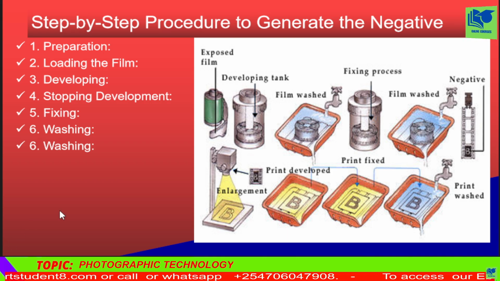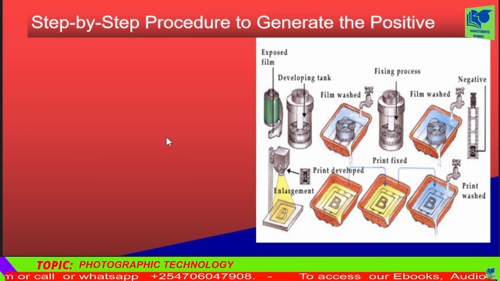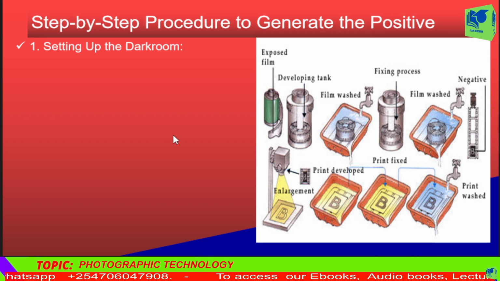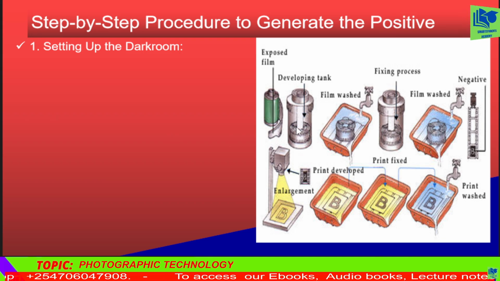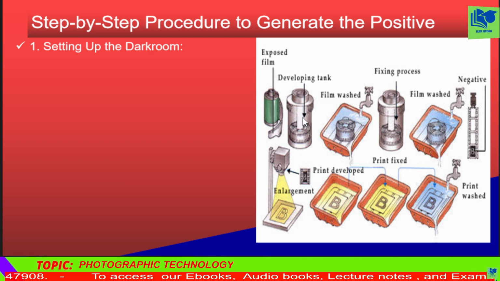Next is the procedure for generating the positive print. 1. Setting up the darkroom. You'll need an enlarger, photographic paper, and trays for chemicals. Ensure the room is light-tight and equipped with a safe light appropriate for the paper you're using.